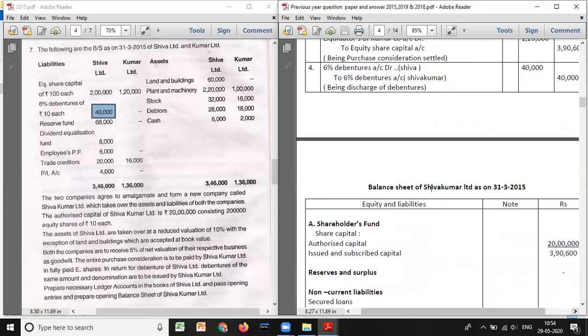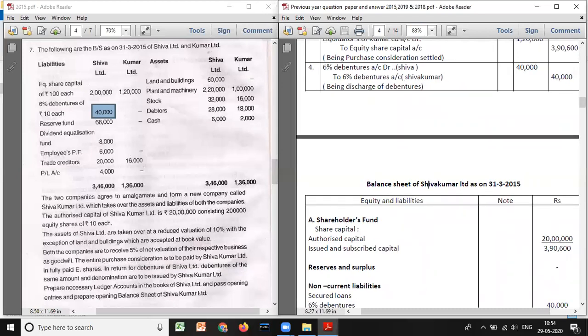I'll repeat again. Under the merger method, you have to maintain reserves, it is compulsory. When it comes to the purchase method, there is no need to record reserves. But if statutory reserves are to be maintained, then we have to record them in the balance sheet. Now we have to prepare the balance sheet of Shiv Kumar Limited as on 31st March 2015.